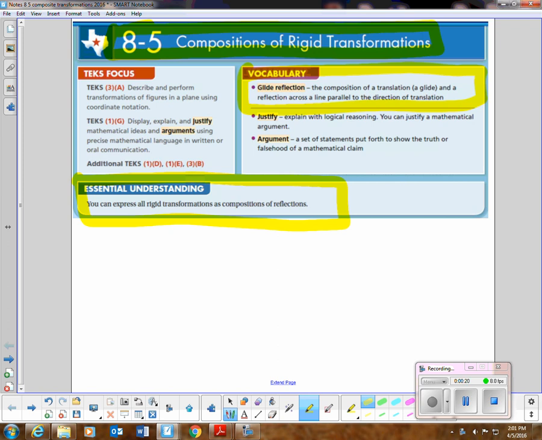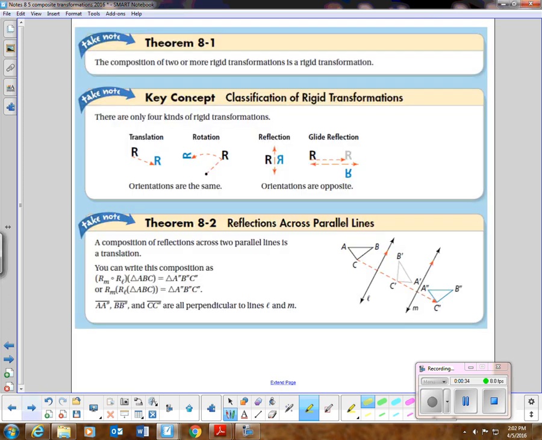All right. So you can express all rigid transformations as compositions of reflections. So that is the interesting part. Compositions of reflections. All right. So we go to the first one. Key constants of a rigid transformation is that the figure, remember, is congruent. Its shape is the same and its size is the same.